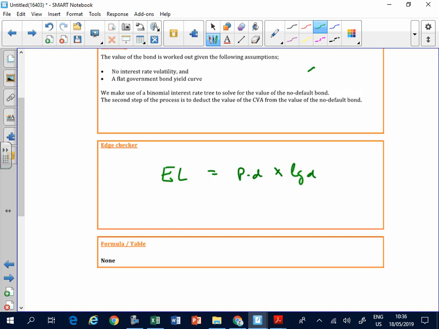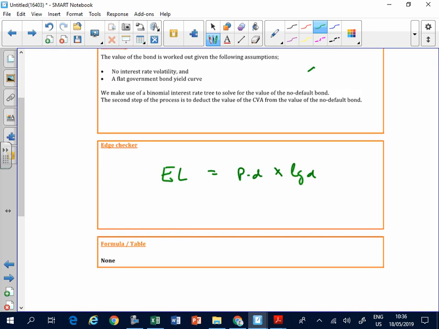So if default were to occur, that value is telling you this is what I could lose if default occurred. And all you're going to do is compare that value to the risk-free value of the bond. The difference between the two values will give you the value of the risky bond, the bond that is subject to risk. Got it? So follow that example in the notes.